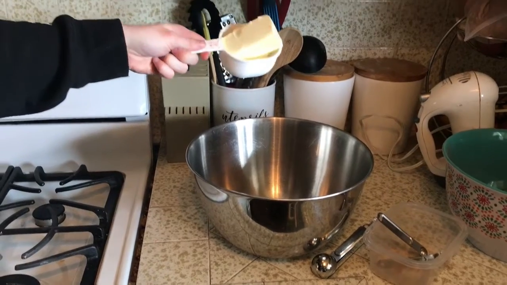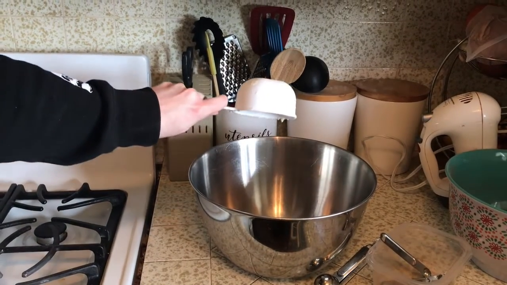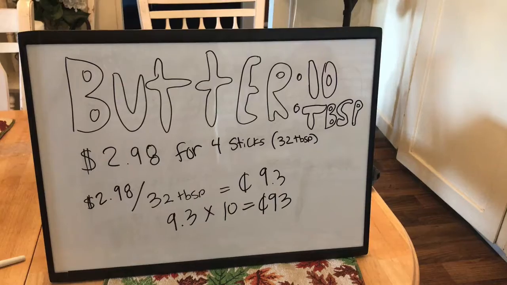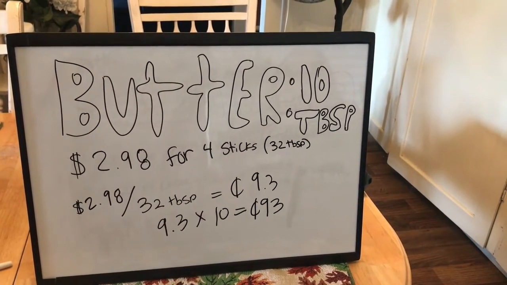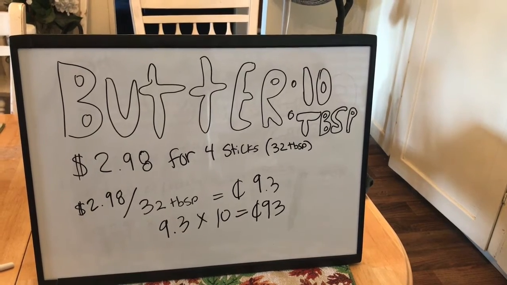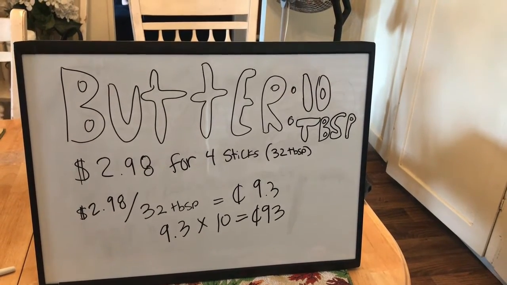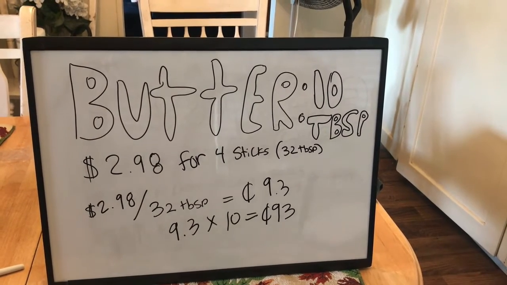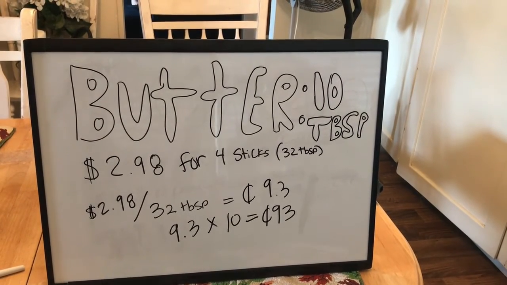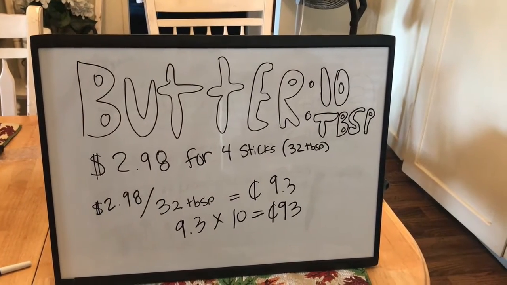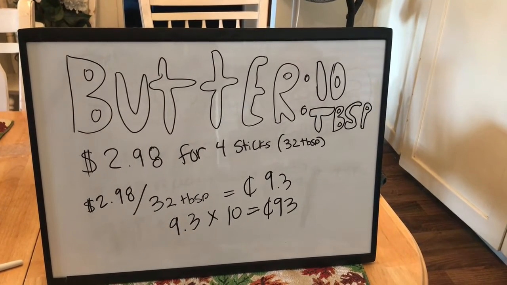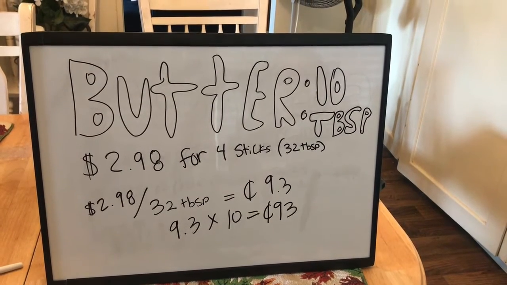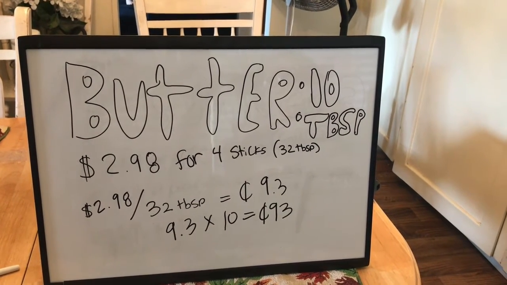Next, we use 10 tablespoons of butter, which is roughly 1 stick plus 2 tablespoons. We need 10 tablespoons of butter to make these cookies. I bought 4 sticks of butter at the store for $2.98. There are 32 tablespoons in 4 sticks, so $2.98 divided by 32 tablespoons means 9.3 cents per tablespoon. I used 10 tablespoons of butter, so 9.3 cents times 10 equals 93 cents for all the butter in the recipe.